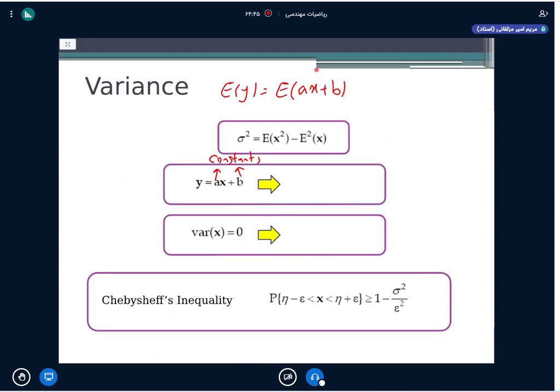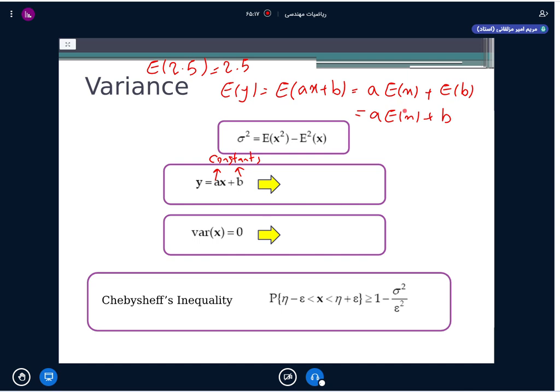So, if we want to compute the expectation of y, it's equal to a times E[x] plus expectation of b, and expectation of a constant value is equal to that constant value. For example, expectation of 2.5. Here we don't have any random variable. Expectation of a constant value is equal to that constant value, so it is equal to 2.5.